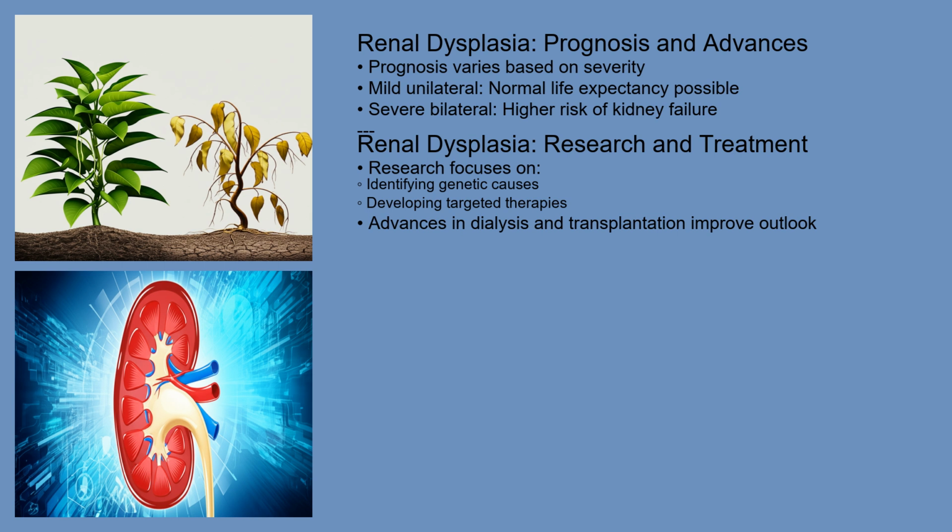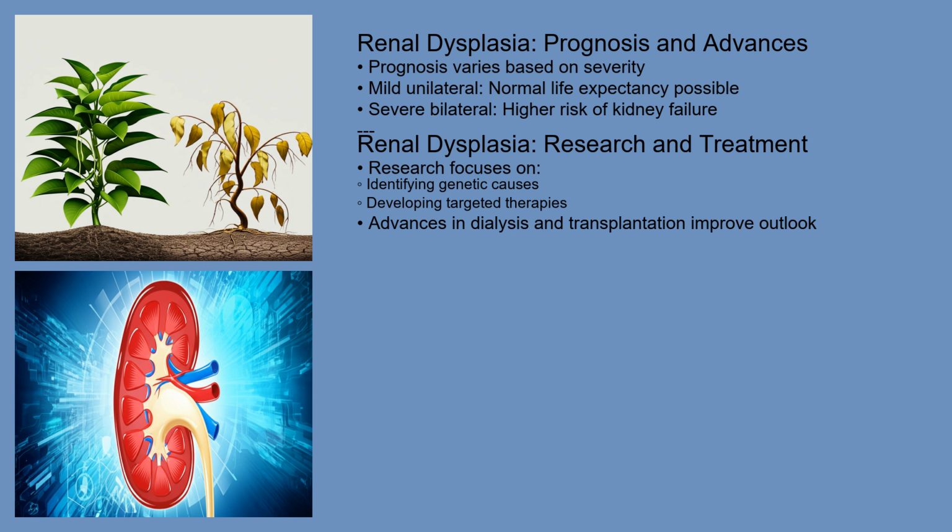The prognosis for individuals with renal dysplasia varies greatly depending on the severity of the condition. Individuals with mild unilateral renal dysplasia may live relatively normal lives with minimal or no long-term complications. However, individuals with severe bilateral renal dysplasia are at a higher risk of developing kidney failure and requiring dialysis or transplantation.